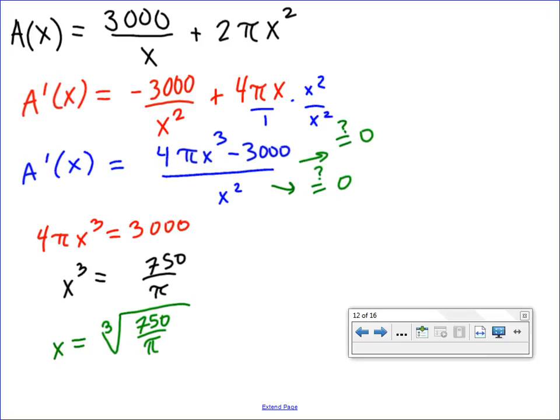We can't utilize the closed interval method. What else can we do to analyze this? Well, what's another one of our tools? The first derivative test. We can do the first derivative test. What's another one of our tools? Second derivative test.